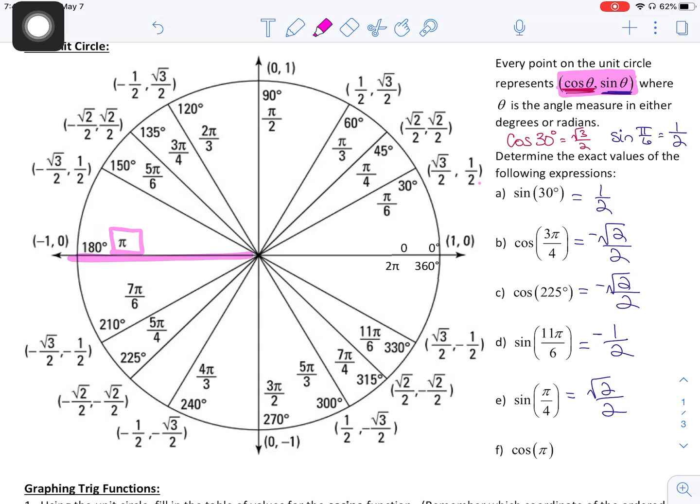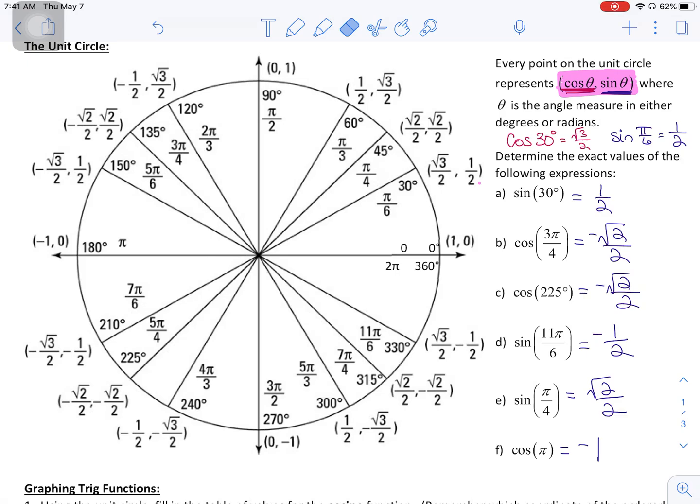All right, last piece here. It says I'm looking for the cosine of pi. Remember that cosine is the x value. So the cosine of pi is negative 1. And ladies and gentlemen, that is how you use your unit circle to find exact values for specific trig functions or trig expressions.